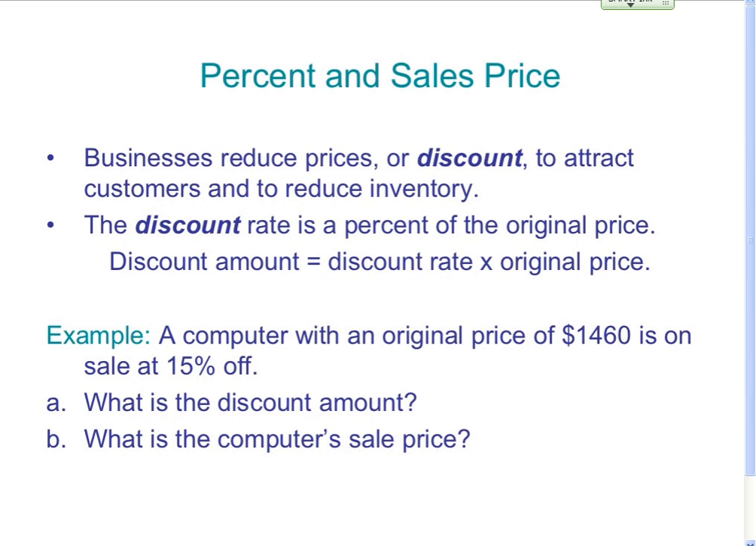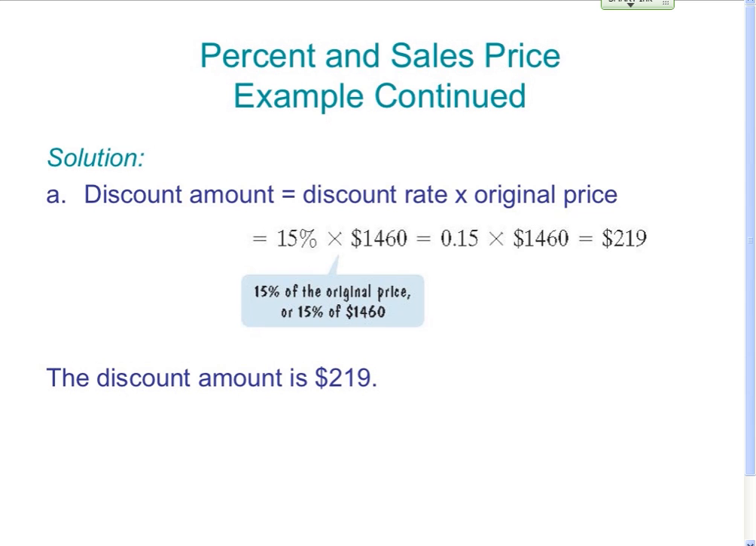When you have a discount, you do exactly the same thing, only instead of adding the sales tax, you subtract off the discount. So an example, a computer is $1,460 and a sale is 15% off. So you'd multiply the 15%, which is 0.15, times the 1460. And I don't remember what that number is. Give me a second. It is 219. So the actual amount of the discount is $219.